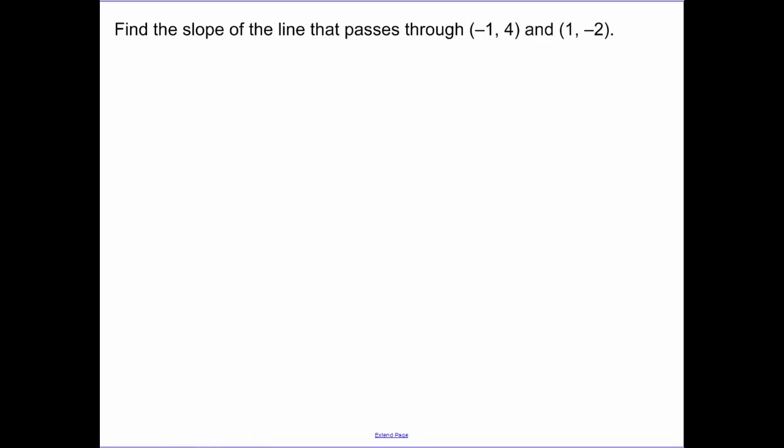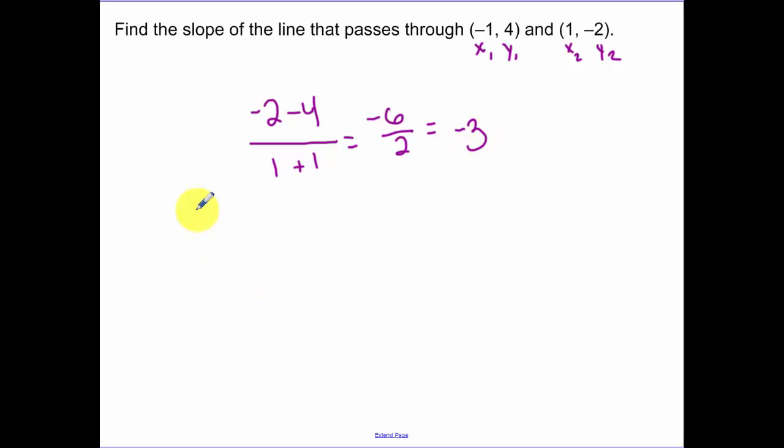Okay, our next example. And honestly, this one is super basic. Just finding the slope of the line. Think of this as x1, y1, and this is x2, y2. So do y2 minus y1 over x2 minus x1. So I get negative 6 over 2, which is negative 3.